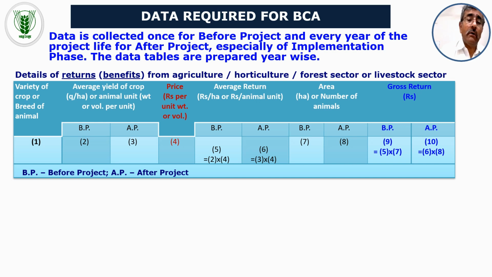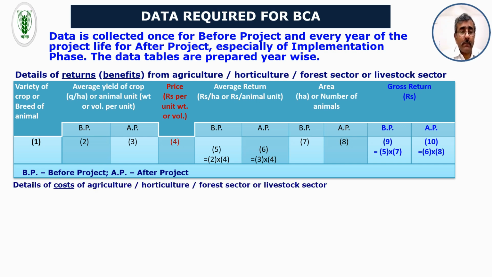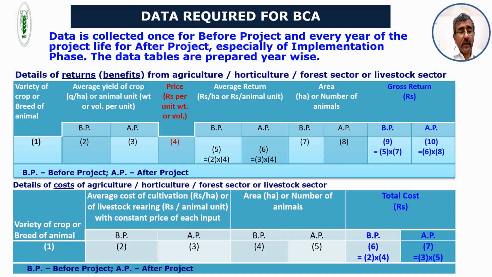In case of benefits, for example, from agriculture, horticulture, the forest sector, even the livestock sector, first of all, we need to have data crop variety wise or animal breed wise. It is so because the input requirement varies from crop variety to crop variety, and their outputs also vary, and similar is the case of animal breeds. Then the average yield of the crop or of the animal unit is required before project and after project. The prices of course cannot be in before project, after project form because we are using constant prices.